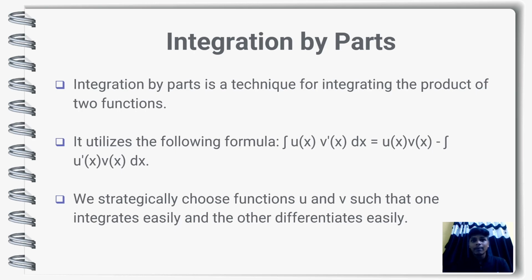Integration by parts tackles the challenge of integrating the product of two functions. It's like a seesaw. On one side we aim for a function that integrates easily, v dash, and on the other side we want a function whose derivative is easy, u. The formula provides a clever way to transform the integral into a difference of two integrals where one is often easier to solve. By strategically choosing u and v, we can break down the problem and find the solution. Next, we will move on.